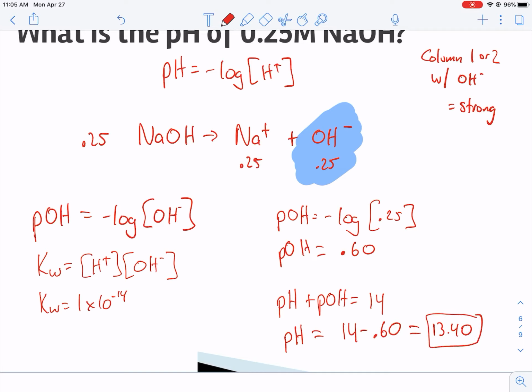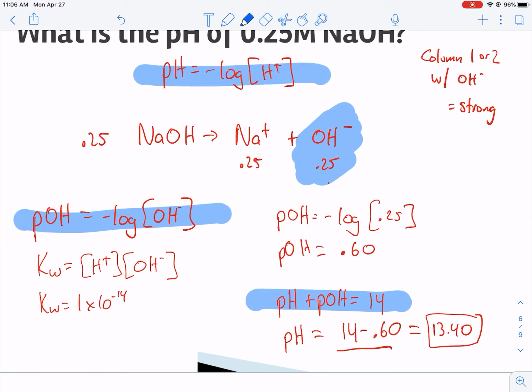So you solve it the exact same way. You find whatever's being donated and you negative log it. But when it's a base, you simply have one additional step. You have to subtract it from 14 to get your final answer, to convert the POH into the pH. All right, so we have a couple of equations that we have to watch out for, right? We need to know this one, we need to know this one, and we need to know this one. This equation is also useful, but like I said, I find most students tend to use the other three, but you'll get the exact same answer no matter which way you go with it.